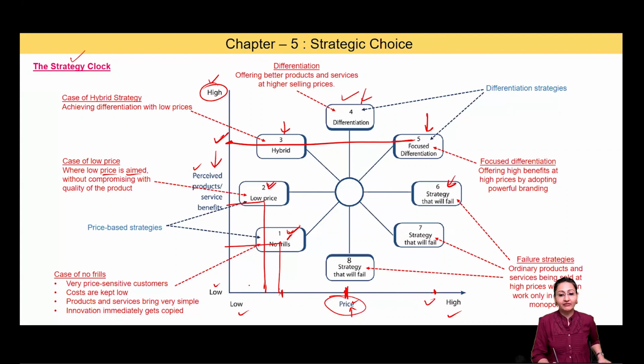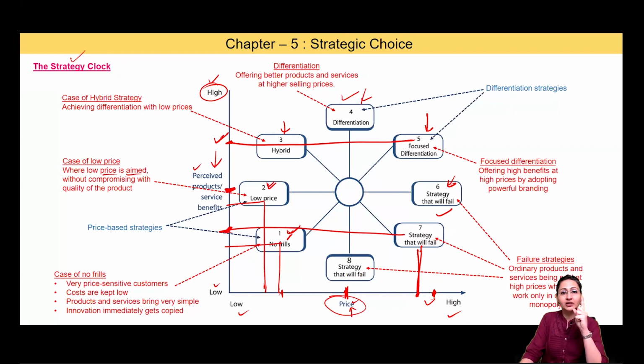Then comes the strategy that will fail. That means you are giving an ordinary type of product. Customers do not feel this product is very valuable. They do not have that much value for it, and you are keeping it at a high price. People are very likely to not buy it. Let's suppose black salt, black water. In the Indian setup, at least, black mineral water doesn't sell that much. This is a strategy that will fail. And at the end comes the case where the perceived value of the product is very poor and you are selling it at a high price. This strategy will also fail.